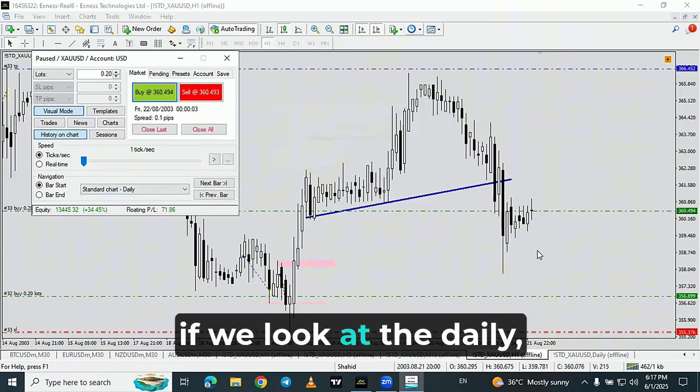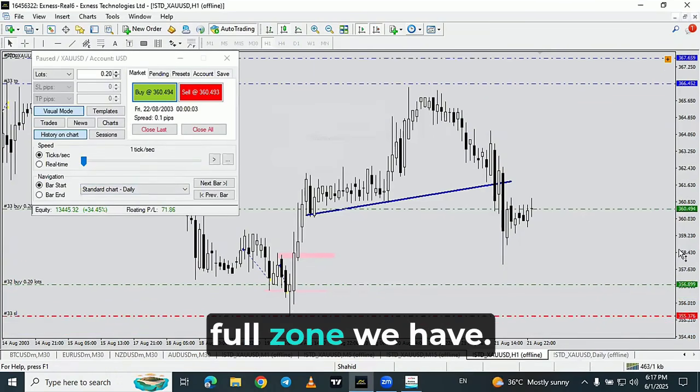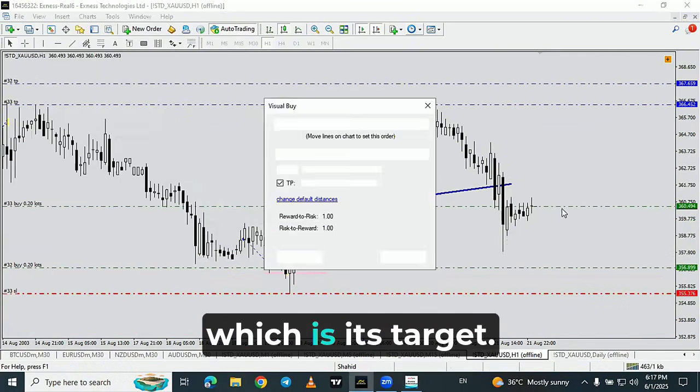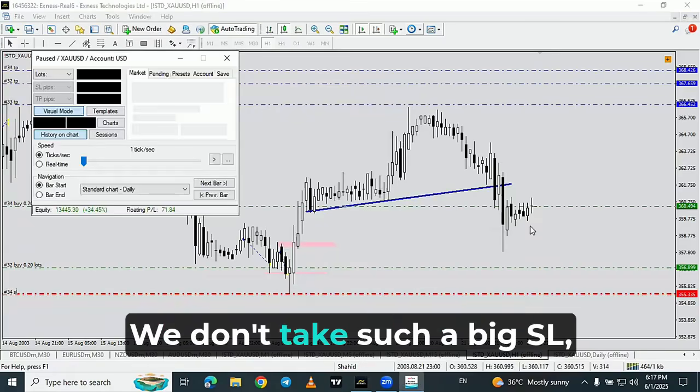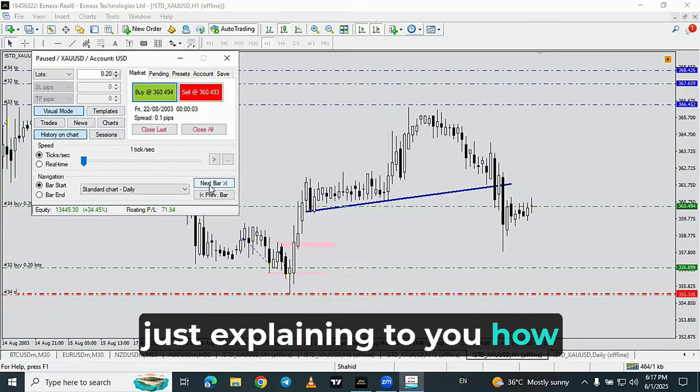After that, if we look at the daily, the second target is the full zone we have, which is above, which is its target. This is the full zone. Here we close it manually. We don't take such a big SL, just explaining to you how to take the market.